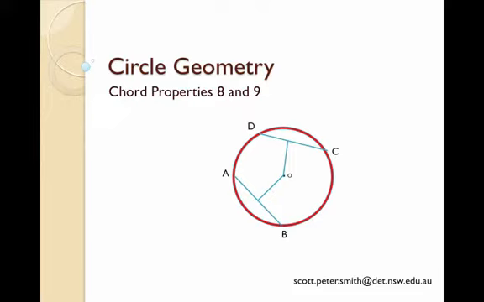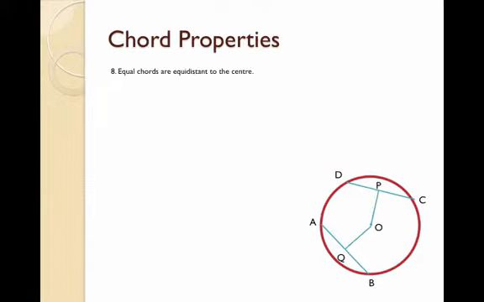Hello and welcome to Chord Properties 8 and 9 in circle geometry. I'll discuss in this video two more theorems we are expected to be able to prove, which are the converse of each other. Theorem 8 says that if we have equal chords in a circle, then they will be equidistant to the center. So let's prove it.